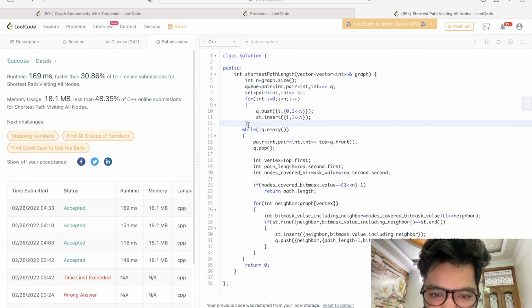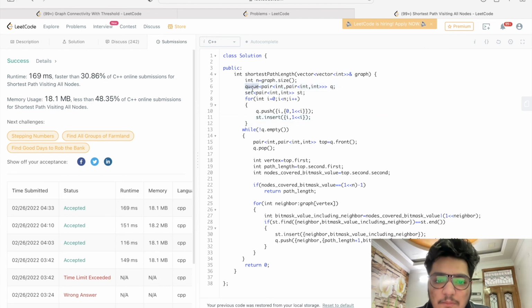This question was asked to me in the Goldman Sachs coding test round, so it's an important question and a very good concept. And if the edges were weighted, then you could use a priority queue instead of the normal queue.